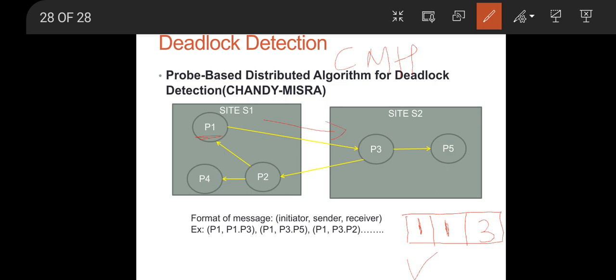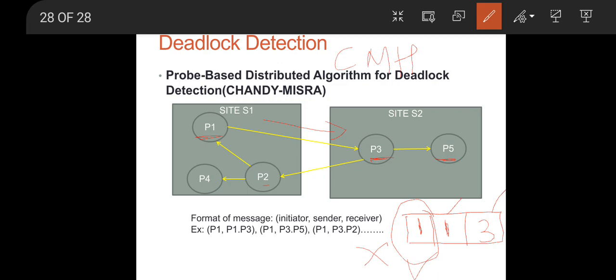Now every other node will be creating a copy of the message, making some change in the message, and then forwarding it via all the outgoing edges. Here, P3 is also waiting for a resource to be released by P5, and it is also waiting for another resource to be released by P2. So what P3 will do is, always the first field will be left unchanged. There will not be any change made. Second and third fields will be changed by every intermediate process.